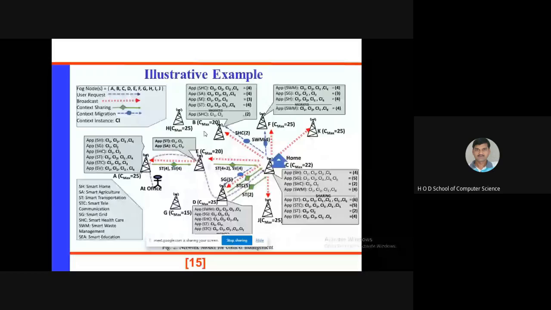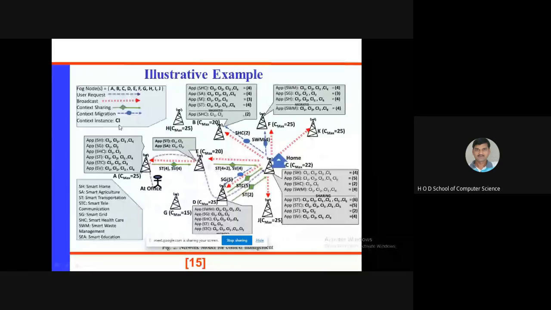So here, as an example, you have taken the maximum number of context instances it can store as 25, 20, 30, 40, this way. Then there is something called a blue dotted arrow, that is a user request. Then red double line dotted is a broadcast, and green with a diamond symbol is context sharing, and context migration is blue dotted with one filled ellipse. The context instance, we mention as a CI.